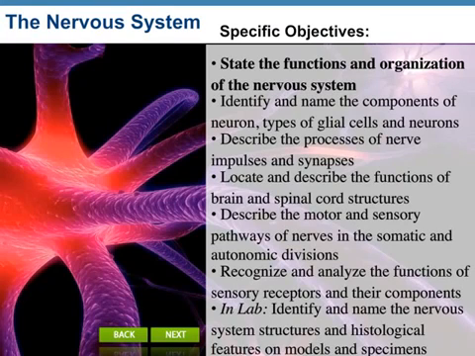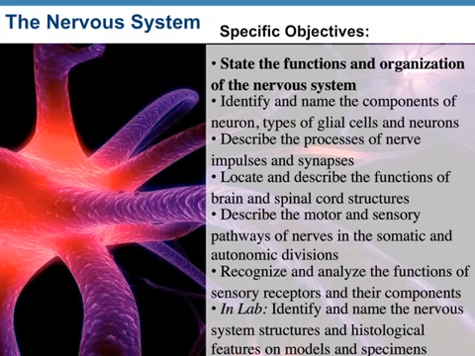This is the lecture review for the nervous system. This part covers the introduction to the nervous system, in which we talk about the cell types found in the nervous system, also the overall organization of the nervous system, and the structures that are responsible for the generation and conduction of nerve impulses within the nervous system.